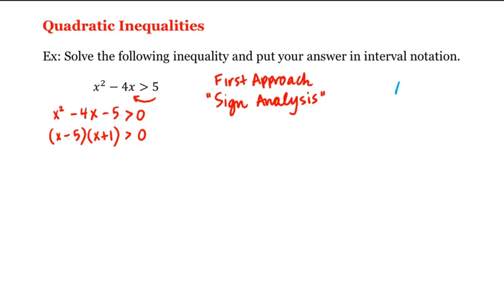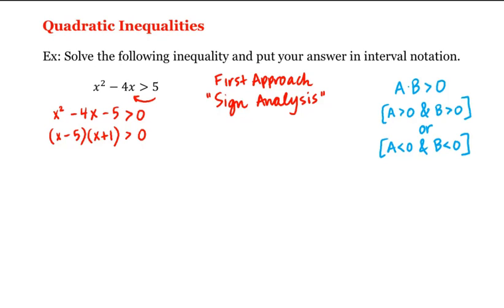Now remember, if we have a product, a times b greater than 0, what does that mean? That means that either a and b are both positive or a and b are both negative. In other words, a is greater than 0 and b is greater than 0, or a is less than 0 and b is less than 0. So let's apply that here.